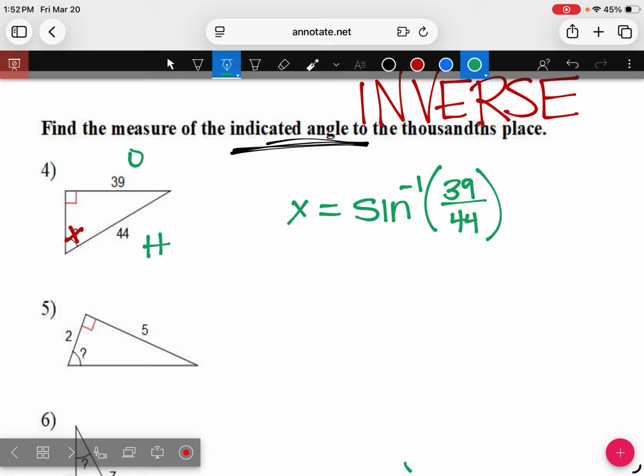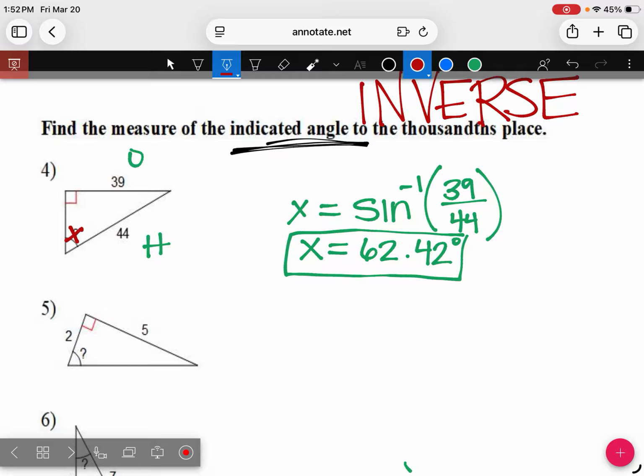So for this one, we get 62.4198. So we're actually going to have to round that to 62.42. So x is going to be 62.42 degrees because we're finding an angle. Don't forget your little symbol for degrees. All right, let's look at number 5.